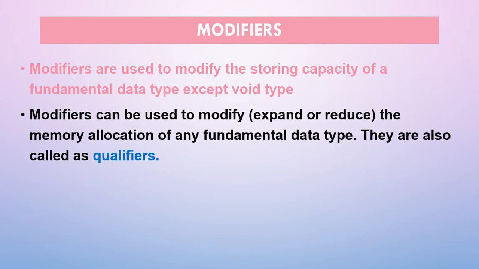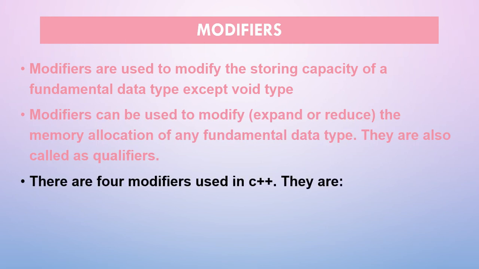So it is used to modify the memory allocation of fundamental data types. They are also called qualifiers. So modifiers are also called qualifiers here. The modifier does not change the meaning of the data type. Data typeஓட meaning change பண்ணாது, அந்த data typeஓட size extend பண்றது தான் modifiers. Extendum பண்ணும், shortum பண்ணும். இந்த work பண்றது தான் modifiers.